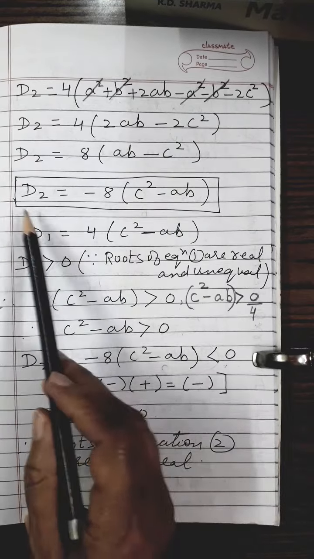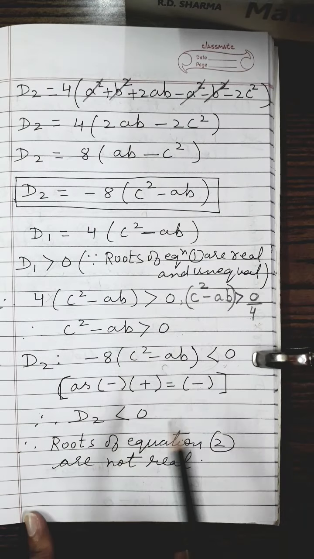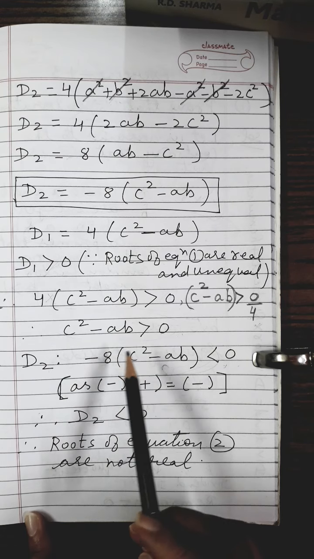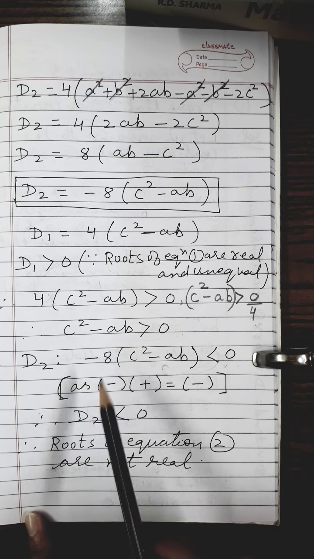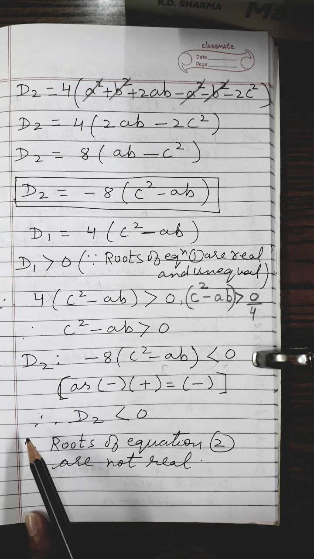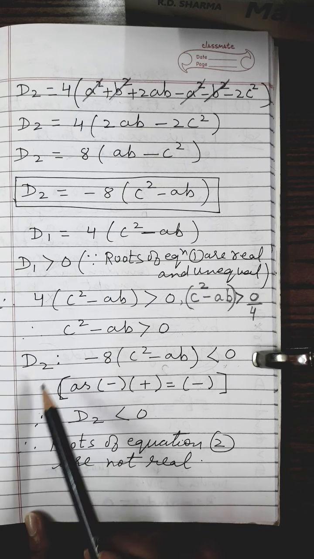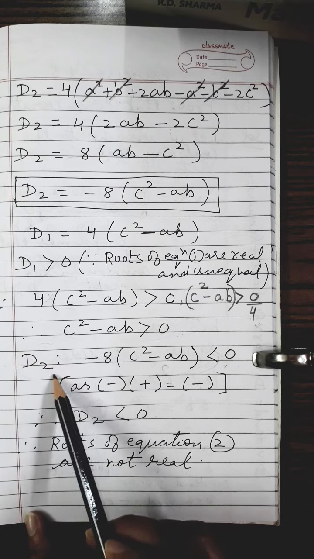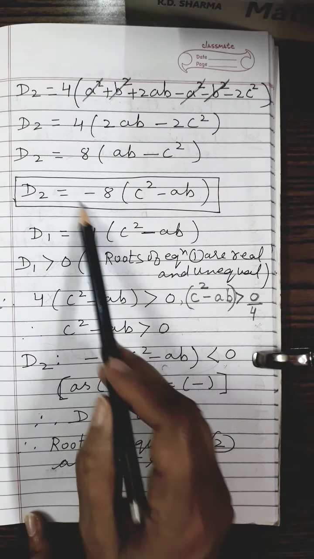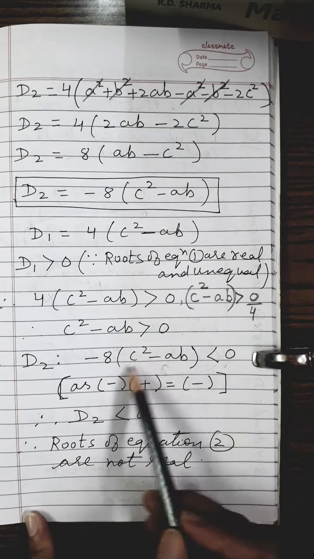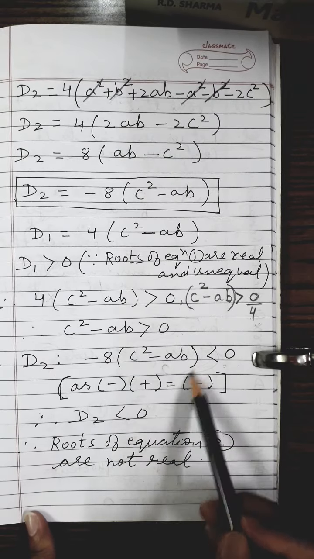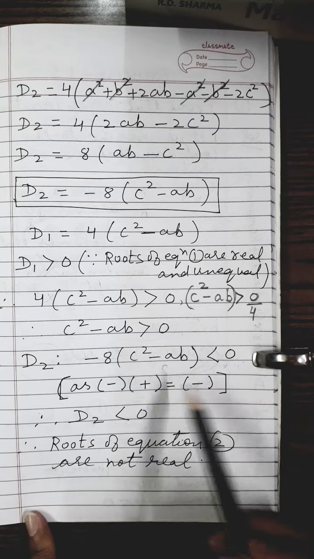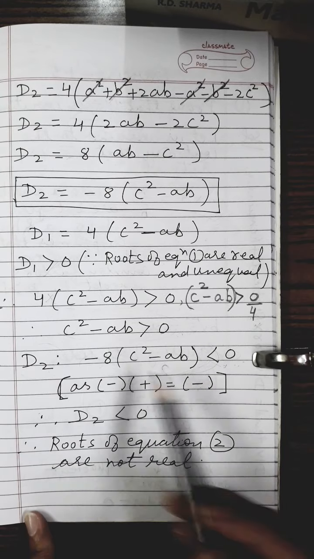Now come to d2. What I have to prove in the question is that the second equation has no real roots, and you know that whenever an equation has no real roots, its discriminant is negative, means the discriminant is less than 0. So what is the discriminant of the second equation? d2. So what is d2? Pick up from here. d2 is minus 8 bracket c square minus ab, and this expression has to be less than 0. Why is this less than 0? Now try to understand why this is less than 0.